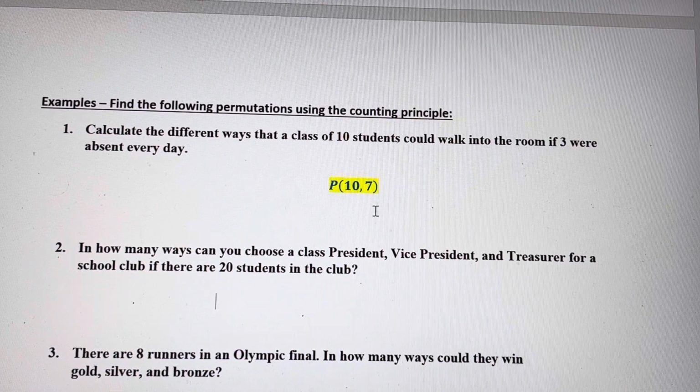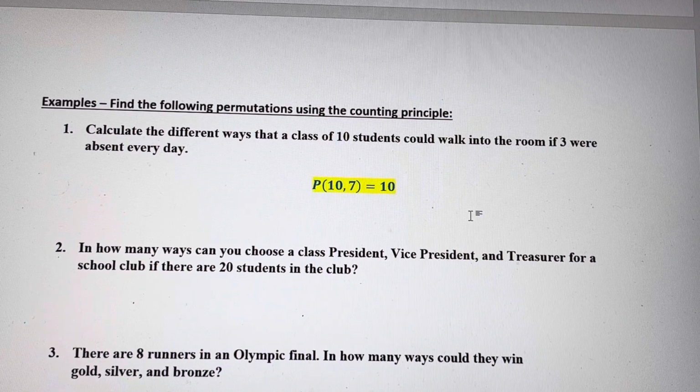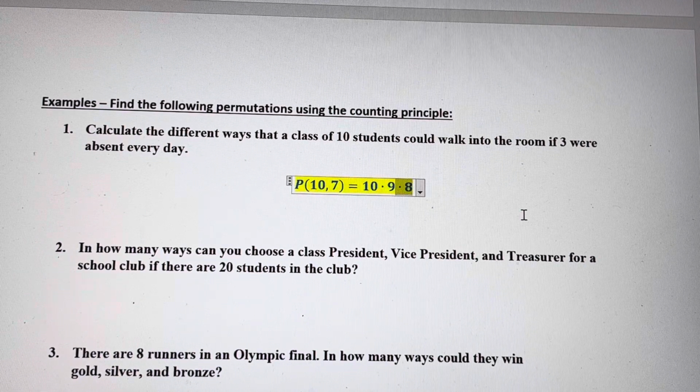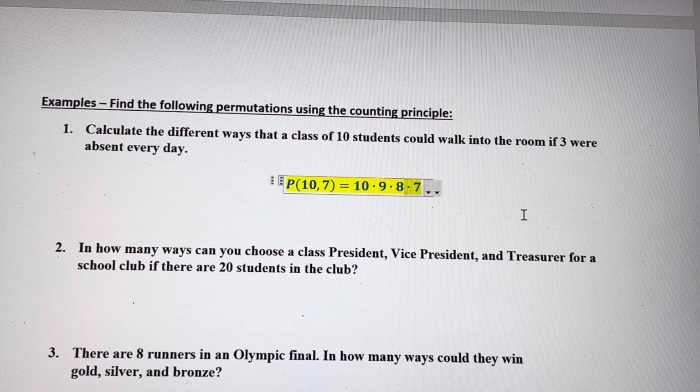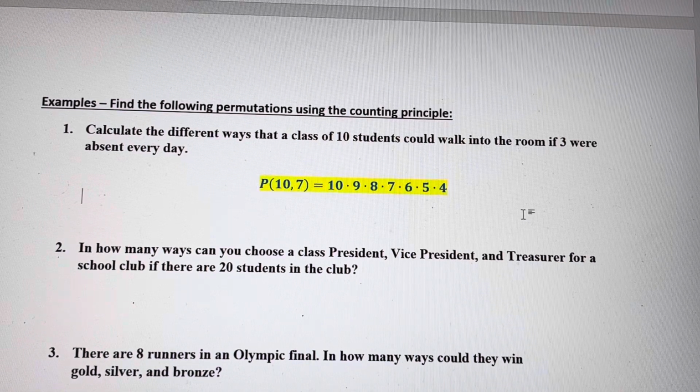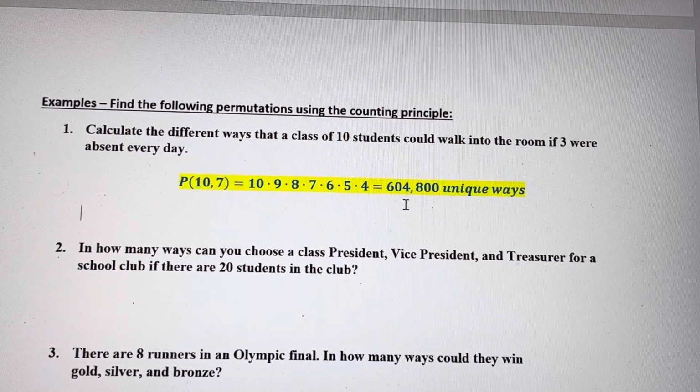The first student that walks into the room could be 10 different people. And then the second student that walks into the room could be 9. Third student, there's 8 possibilities. Fourth student, 7. Fifth student, 6. Sixth student, 5 possibilities. And then the last student to walk in, there are 4 possibilities. Again, we don't know who's going to be absent. We just know that 3 are absent every day. So permutation of 10 objects taken 7 at a time, using the fundamental counting principle, there are over 604,000 unique ways that those 7 students could enter the room.